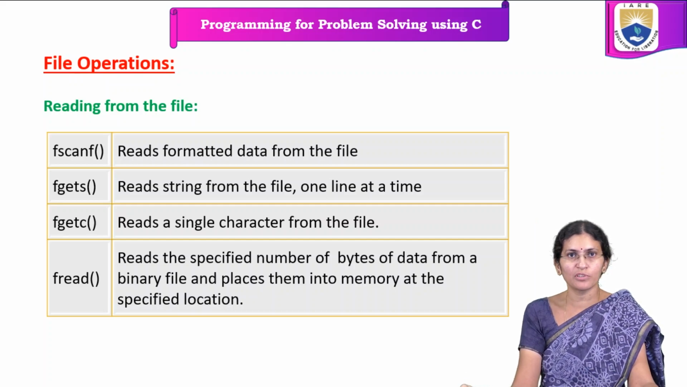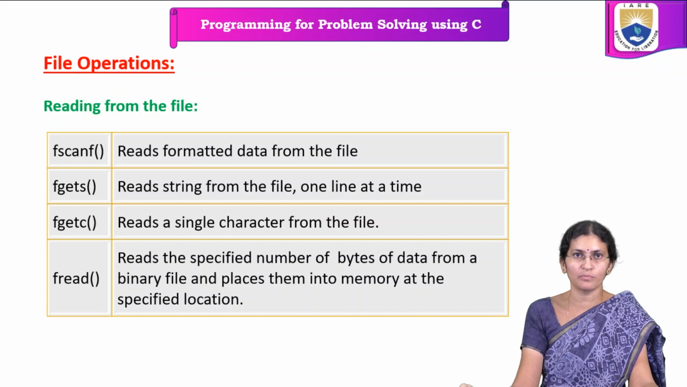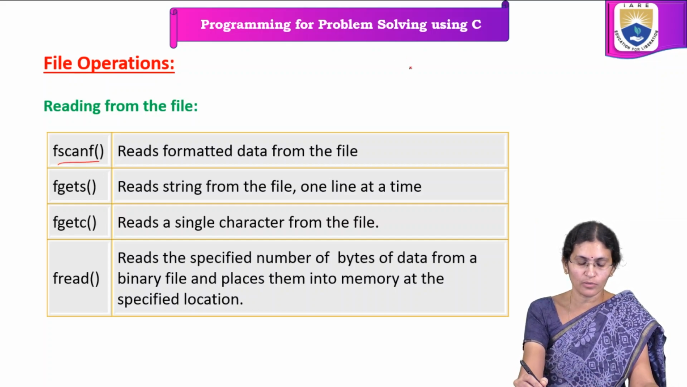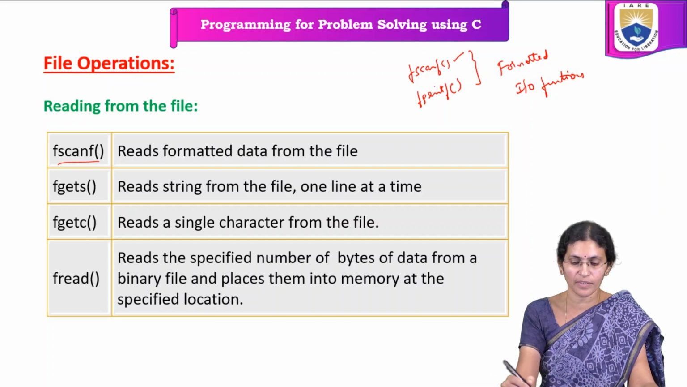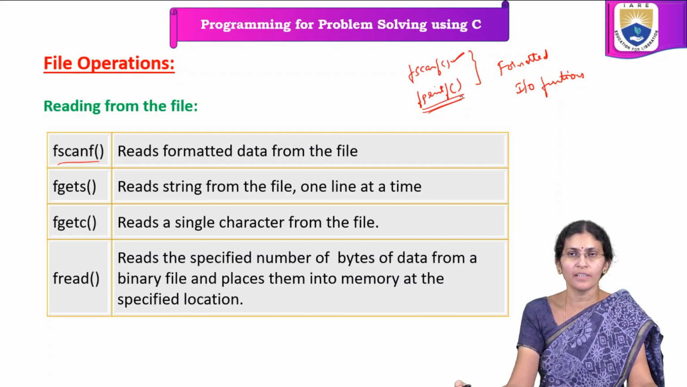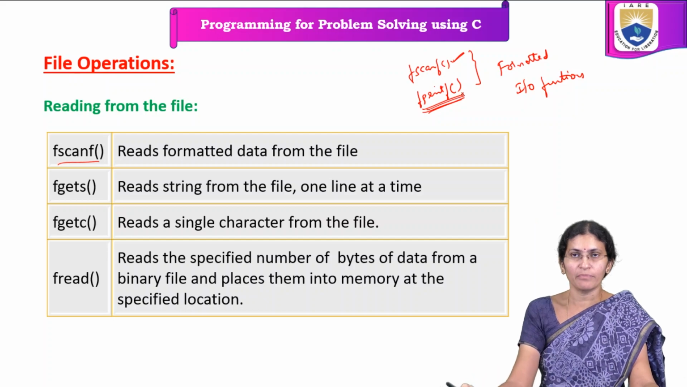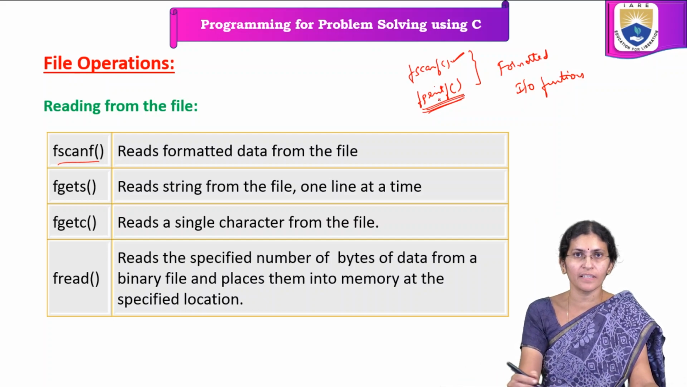There are formatted input output functions as well as unformatted input output functions, file related functions. For formatted input output functions, we have two important functions: fscanf and fprintf. Both are formatted IO functions. fscanf is used to read the contents of the file in a formatted manner, and the fprintf function is used to write data to the file in a formatted manner. We'll see the syntax one by one.